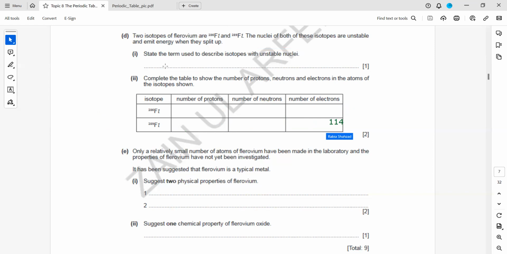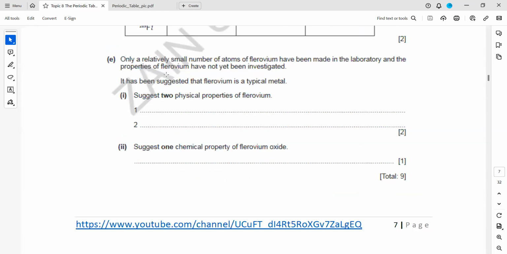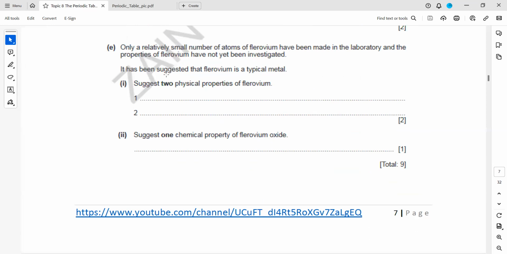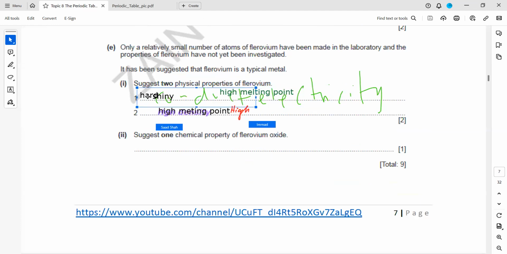The next is in part E, 1 and 2. Only a relatively small number of atoms of fluorine has been made in the lab, and the properties have not been investigated. It has been suggested that it's a typical metal. What are the physical properties of a typical metal? They are shiny, high melting point, good conductors. You can mention shiny, hard, high melting point, high density. These are the typical ones. Suggest one chemical property of its oxide. Because it will be a metal oxide, what is the chemical property of a metal oxide?